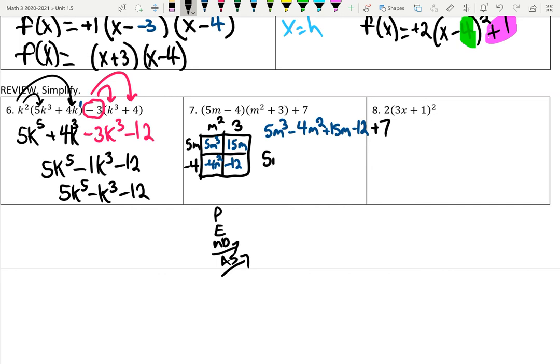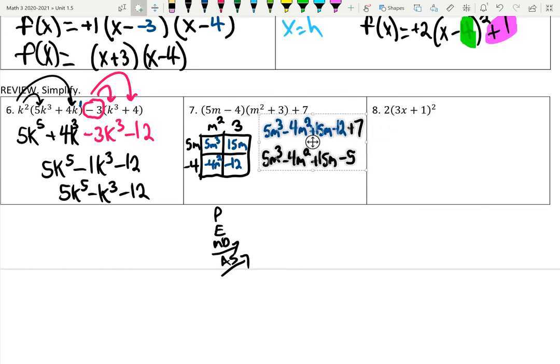Now I'm going to combine like terms. Voila. Notice how this is going to be a degree 3 because it has the largest exponent as 3.